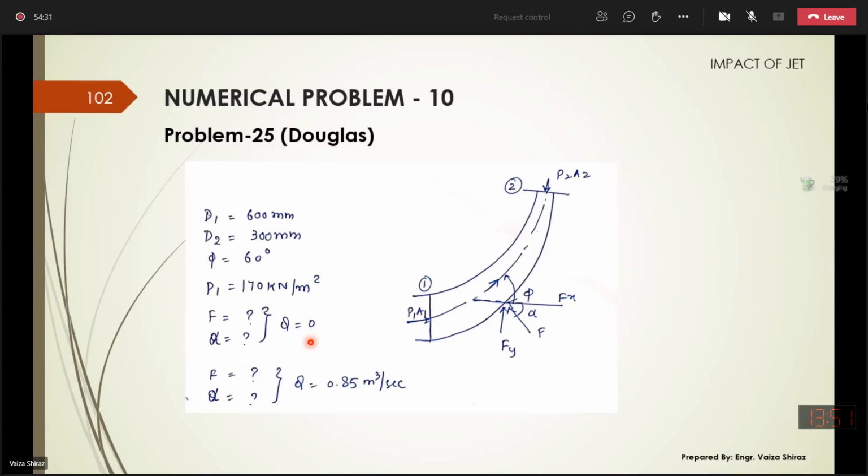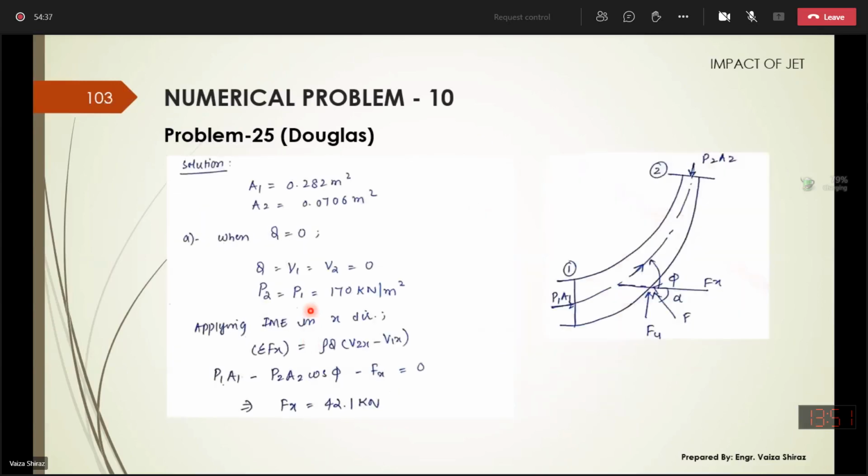Your equation will become very simple. You will get fewer parameters in the equation. So we will see this ahead. First of all, find out the areas. Now if the discharge is zero, the velocities are zero, and in this case, the pressures will remain the same. You can verify this.